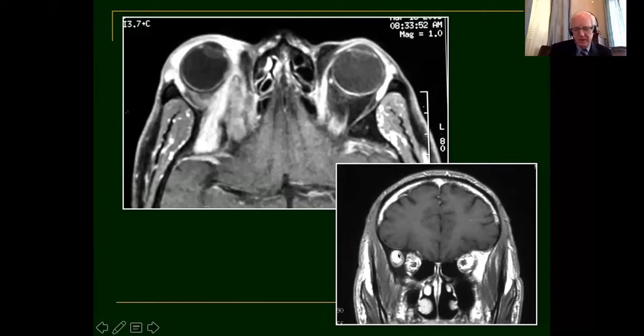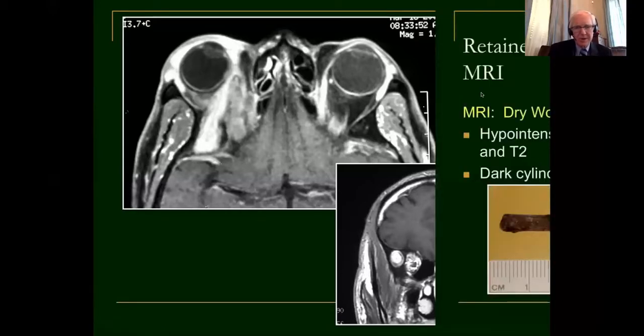So the key to this is green wood will show up through inflammation. It may not show up at the first scan, but you need to repeat the scan 3 to 4 to 5 days later. If you suspect one, you don't just let these people go. You rescan them or you watch them.